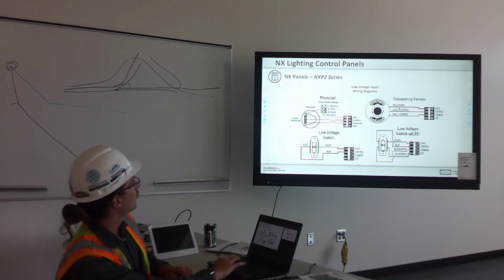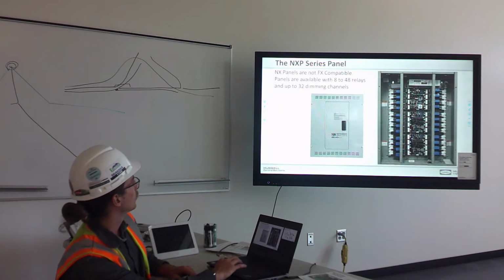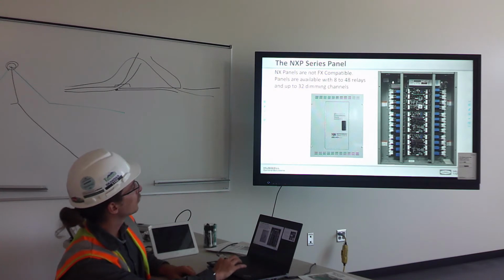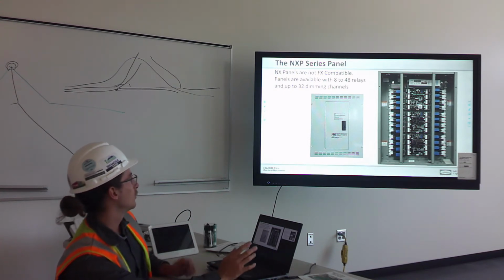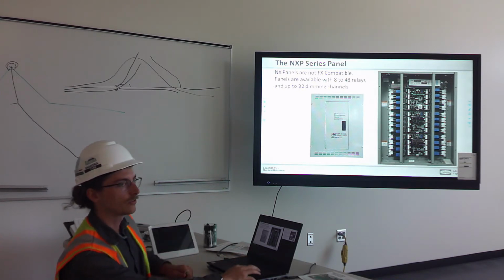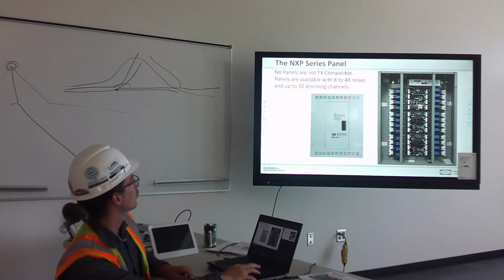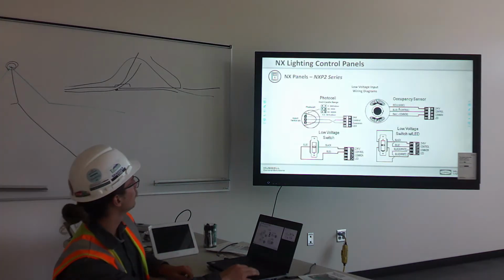The panels have low voltage inputs for photocells and aux sensors and low voltage switches. They're not being used anywhere here, but just something to know that is an option. That's what this little terminal is on each of the relays. And those can be set up to work just how any of the aux sensors or photocells work in case there's something maybe added in the future. You do have that option.